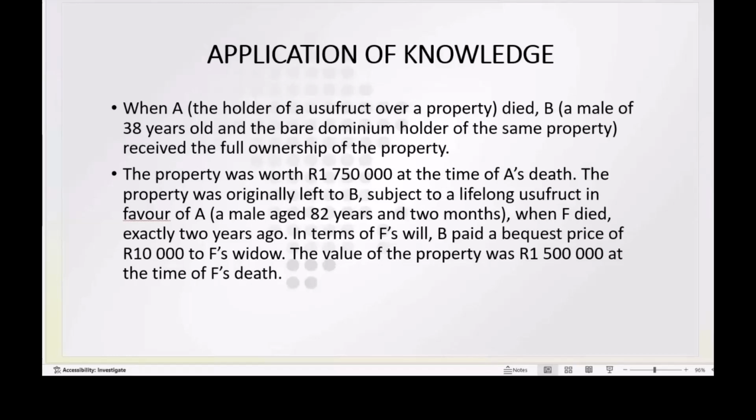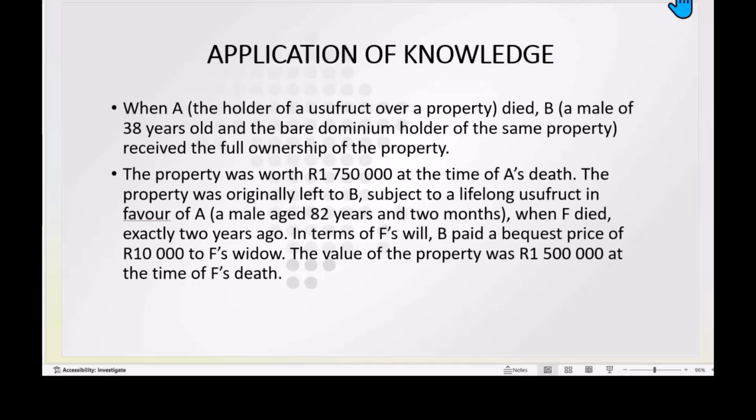Okay, so where do we start when we are calculating the usufruct in A's estate? I think we start by calculating the annual value of the property. And which value are we going to be using? Are we using the 1.750 or the 1.5? 1.750. Correct. And then from there, what do we do? I think we need to find the lesser life expectancy of the beneficiary. Our beneficiary in this case is B, right? B is 38 years old at the time of A's death.